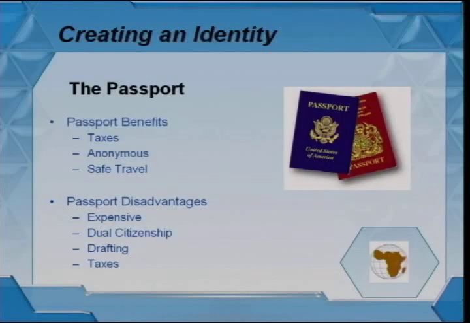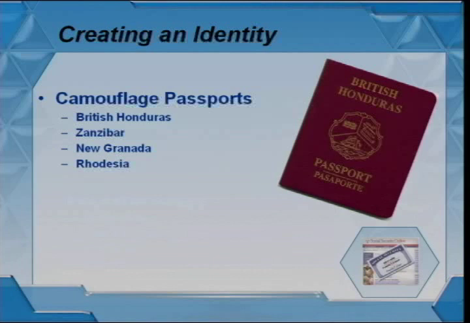Okay, that's the second copy of that slide. All right, the easiest way to get a passport is to use something called a camouflage passport. A camouflage passport is a type of passport from a country that existed but does not exist anymore, like Zanzibar, New Grenada, Rhodesia, what have you. These passports look real, feel real, they're real in every aspect. You can buy them from many services. They cost between $400 and $700.